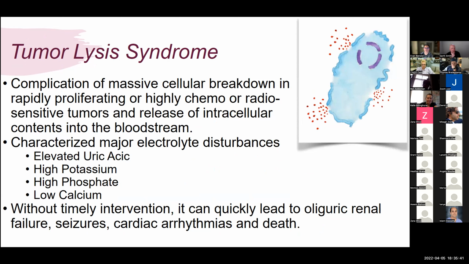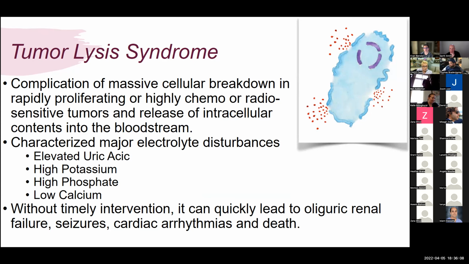The other metabolic oncologic emergency would be tumor lysis syndrome. And I'd say this would be something that would not present to urgent care. This is usually seen in patients who are admitted to hospital and are actively getting chemotherapy or radiation for a high burden, rapidly proliferative malignancy. And it's most commonly seen in our hematologic malignancies.